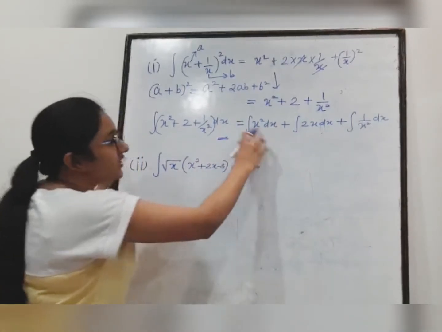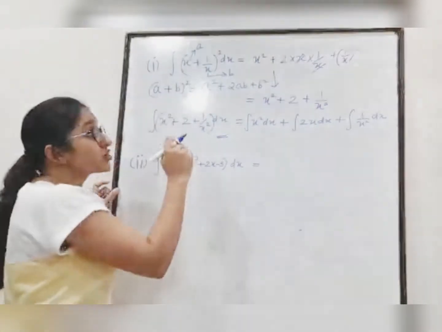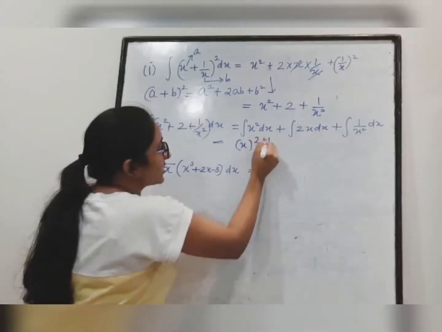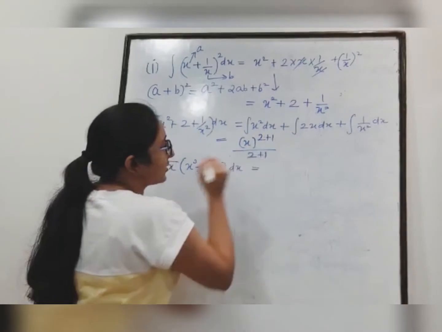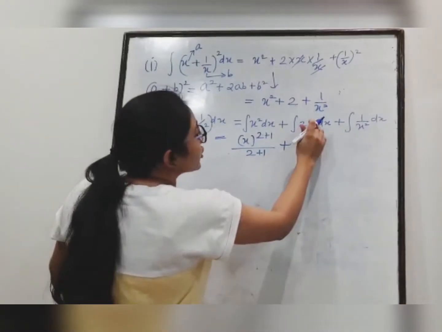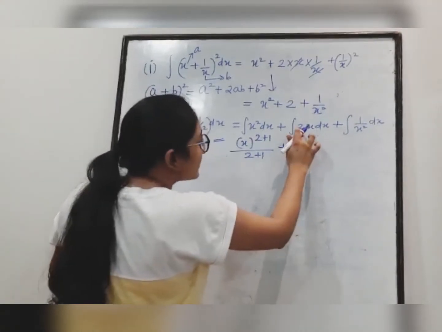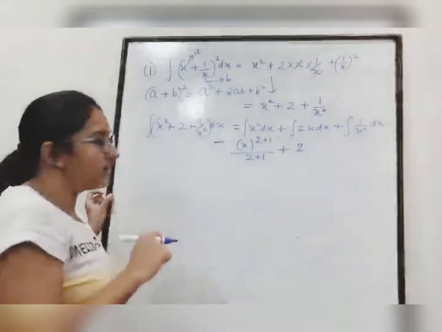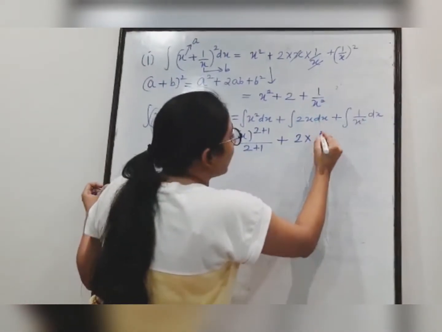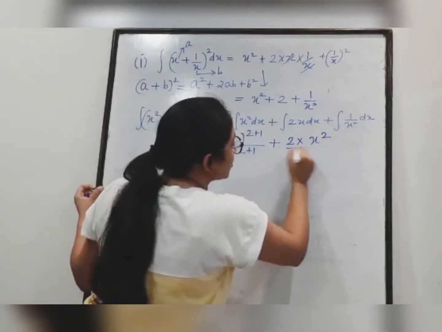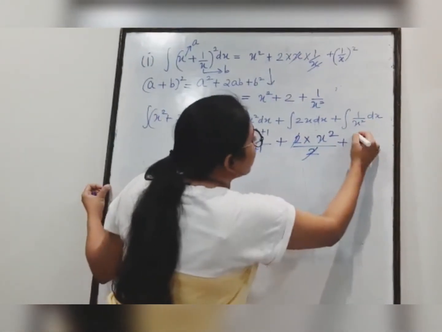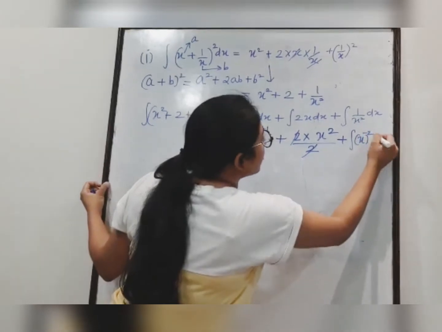Now here we can apply the first basic formula, that is integration of x to the power n. So this will be x to the power n plus 1, that is 2 plus 1, divided by n plus 1, that is 2 plus 1. The next will be integration of x to the power 1, that is 2. Since it is a constant, it will come outside as per the elementary rule. And now it will be x to the power 1. So integration of x to the power 1 will be x to the power 1 plus 1, that is 2, divided by 1 plus 1, that is 2. This 2 cancels. Plus this can be written as integration of x to the power minus 2 dx.